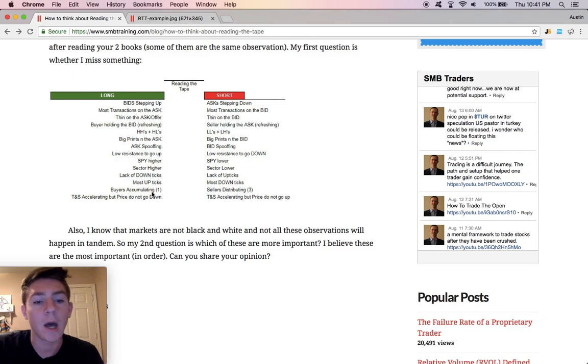Ask spoofing. Ask spoofing is when someone puts in a large order on the ask. So you see like 2,500 shares they want to sell at a certain price, and then when it gets close to that price, it disappears. They just put that ask there to scare people away from trying to buy it because there's a huge seller there, when in reality there was no seller there. They were just trying to scare you from bringing the price up that high, but it disappeared. That means there is no one there to actually hold down the price, and the buyers will keep driving it up. Low resistance to go up.